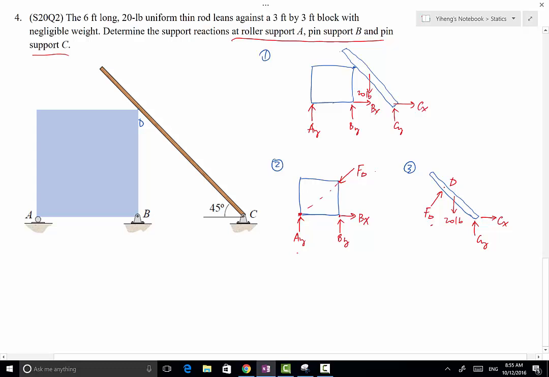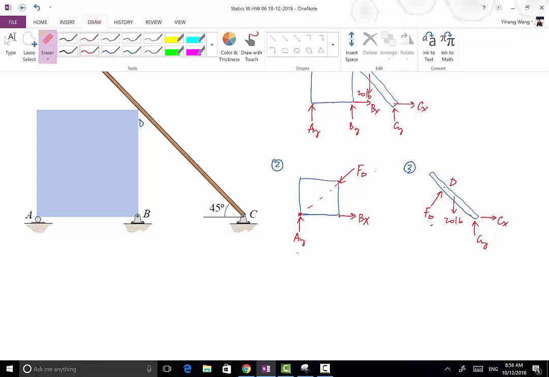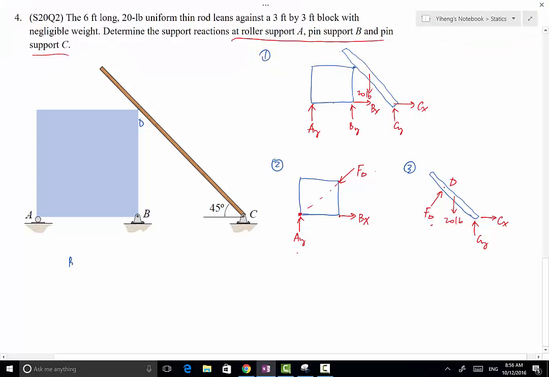Therefore, force B must intersect with them at point A as well, which means that BY cannot exist. BY has to be 0 because the force at point B must be horizontal. Otherwise, it will not intersect with both AY and FD. So in this case, BY equals 0. Just make a note here. And we can eliminate that from our first free body diagram as well.